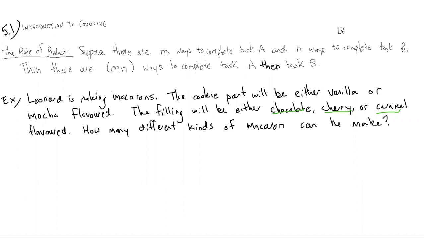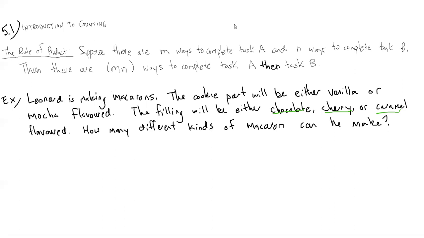And so in this case, if you have m ways to complete A followed by n ways to complete B, if we want to do A then B, then it's going to be the product of their numbers, so m times n. So the exact same example that we had done in the rule of sum, Leonard's making macarons. The cookie part is either vanilla or mocha flavored. The filling will be either chocolate cherry or caramel flavored. How many different kinds of this macaron cookie can he make?